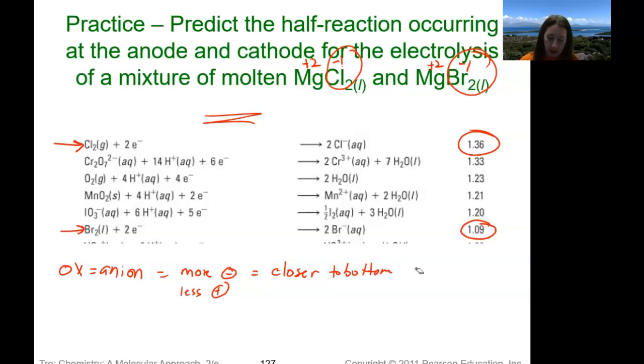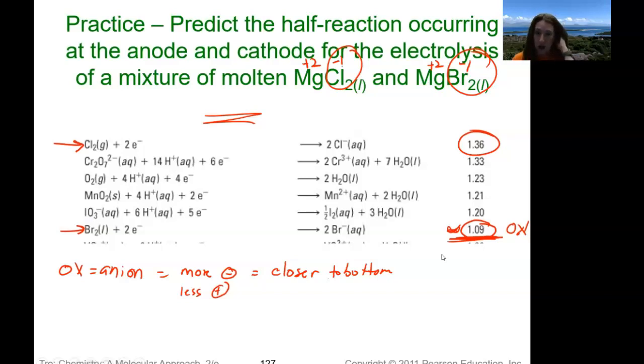Okay. So again, if we use my brain way, this one is closer to the bottom, which is also going to be more negative or less positive, right? So this one's going to be more likely to oxidize, right? So it's going to be easier for it to lose electrons because it's more negative. Because remember, electrons are going to be repelled by something more negative. So this is going to be our oxidation.